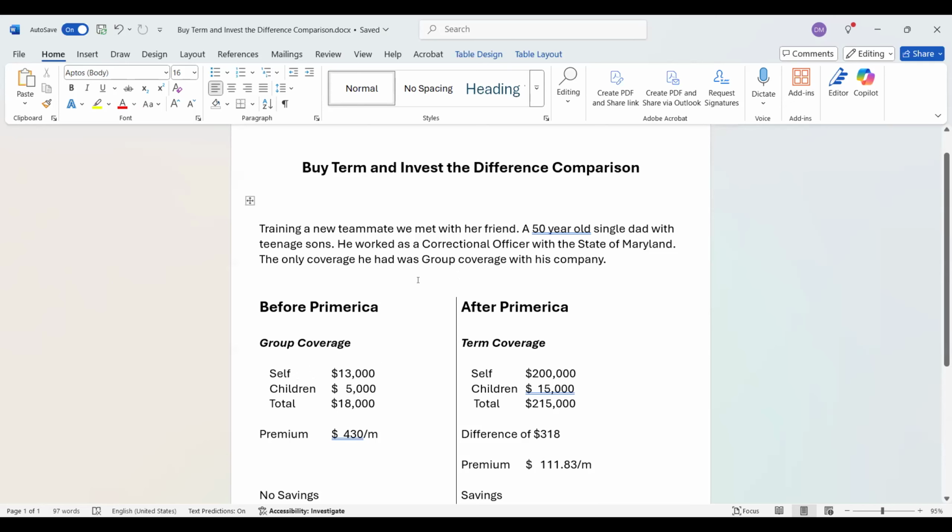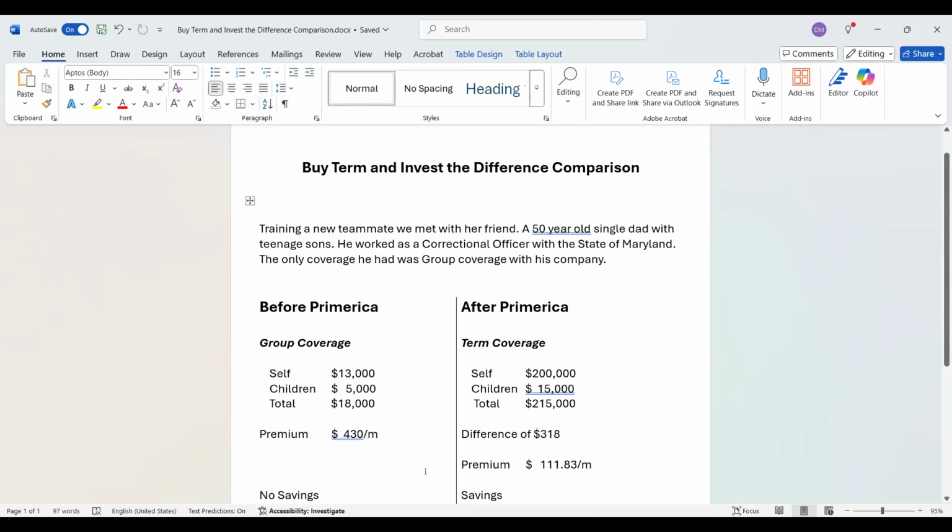So I asked him to get the policy, which he did. And as we went through the policy, we found that he had $13,000 of insurance on himself, $5,000 on his children, for a total of $18,000. But he was paying $430 every month for that. That's highway robbery. They had all kinds of riders and different things that he didn't need in the policy.